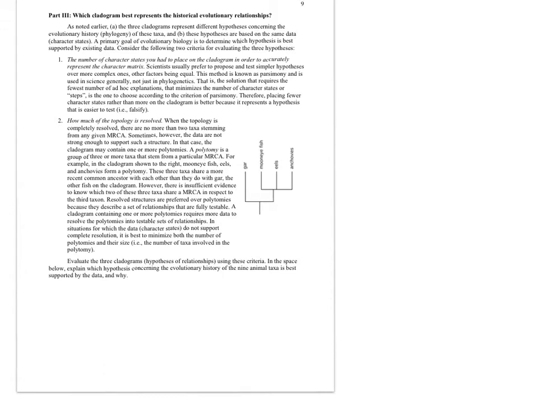And so when we're dealing with figuring out which one is the simplest, we look for the one that has the least number of evolutionary events necessary to reach the relationship demonstrated by the cladogram.